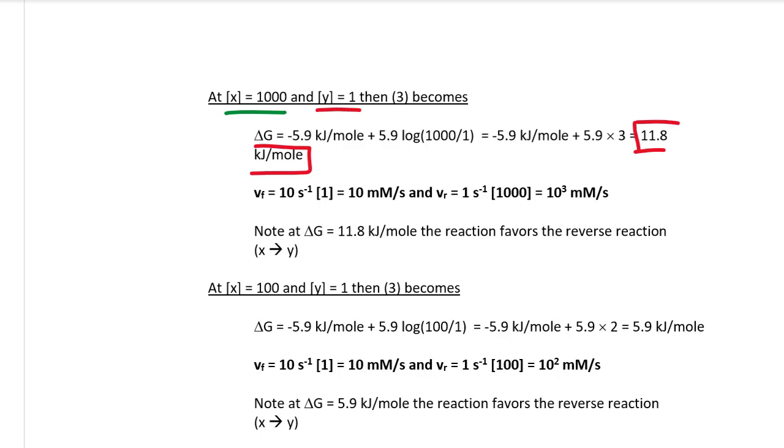So let's plug these numbers into our V forward and V reverse equations. When we plug y into V forward, we get 10 millimolarity per second. When we plug x into our reverse reaction rate, we get 10 to the 3 millimolarity per second. And we can see that 10 to the 3 millimolarity per second is a much larger number than 10 millimolarity per second. So the rate of the reverse reaction is faster than the rate of the forward reaction.